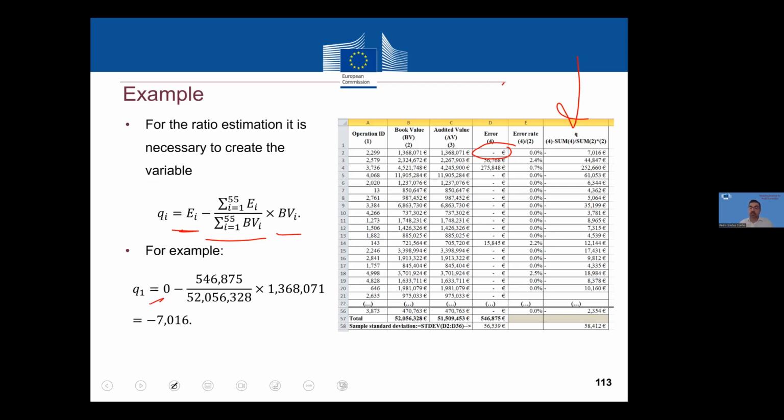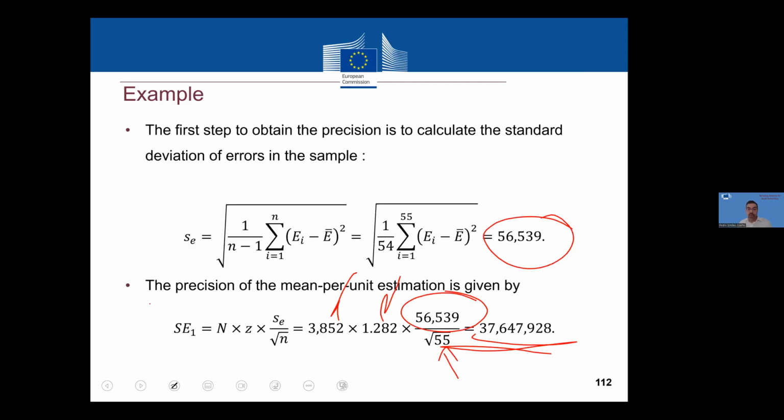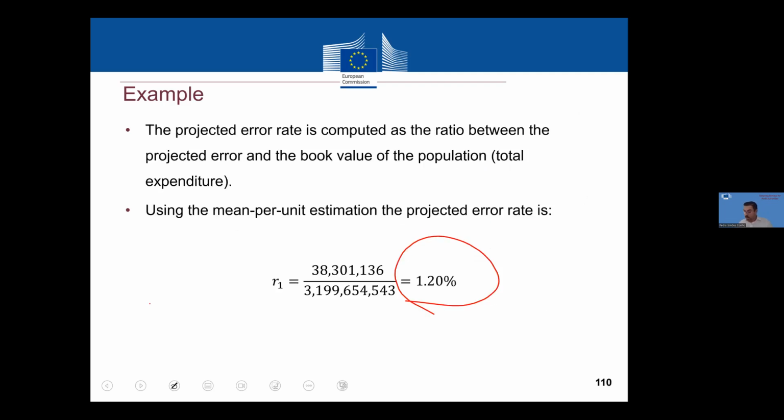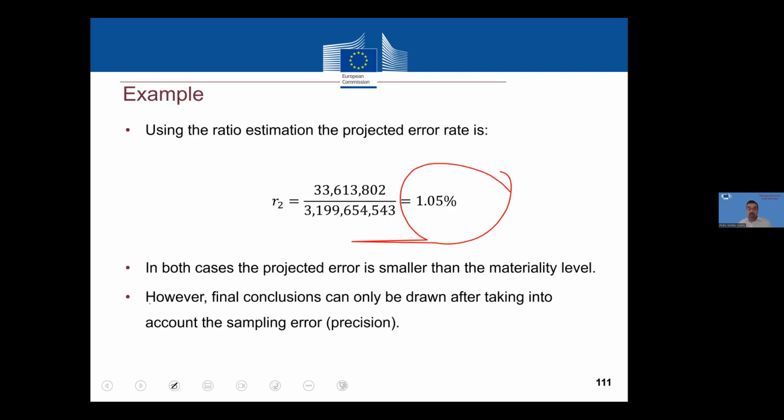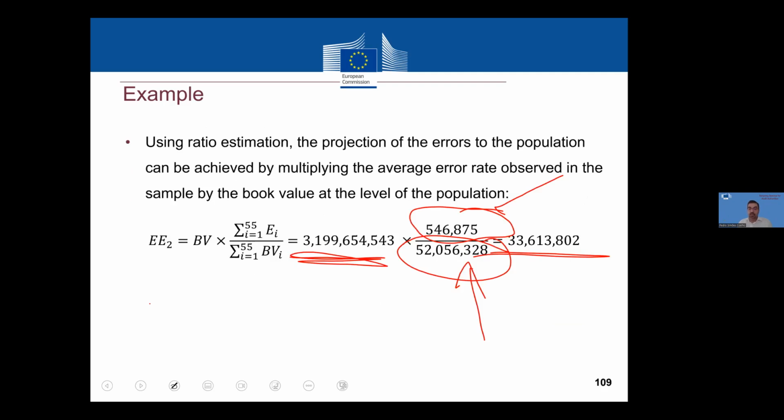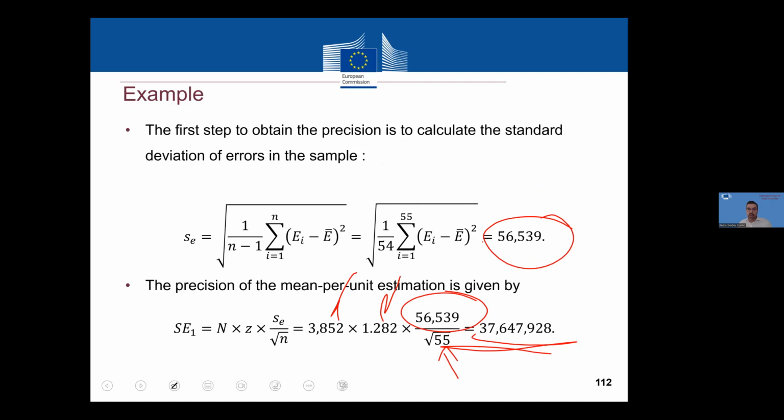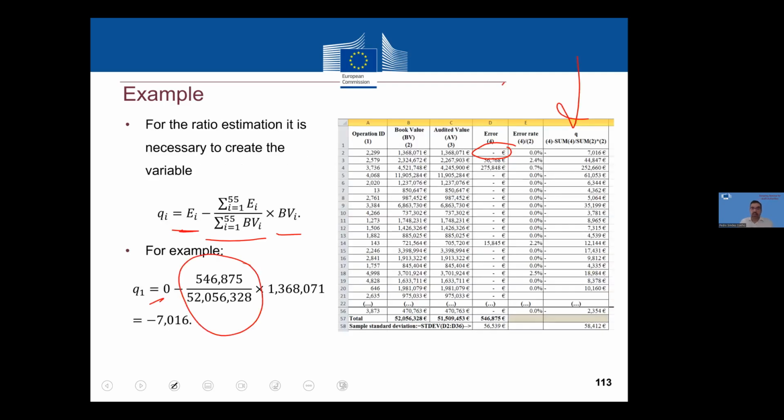How much is the error rate? Well, the error rate I have already calculated before. The error rate was here, 1.05. Or if you want, I have calculated also here 546,000 euros divided by 52 million. It gives me this 1.05%. So I put here the error rate calculated in this ratio times the book value of that operation. How much is the book value of the operation? Operation 1, book value is here, 1,368 something. Okay, it's done. I calculate the value.